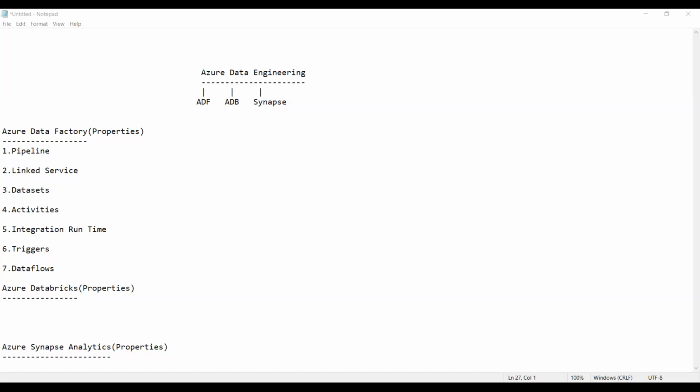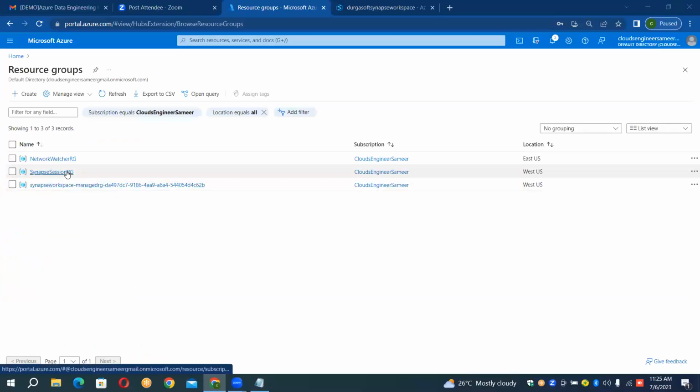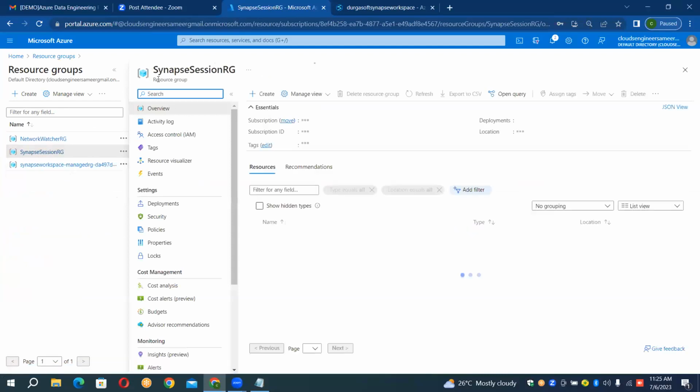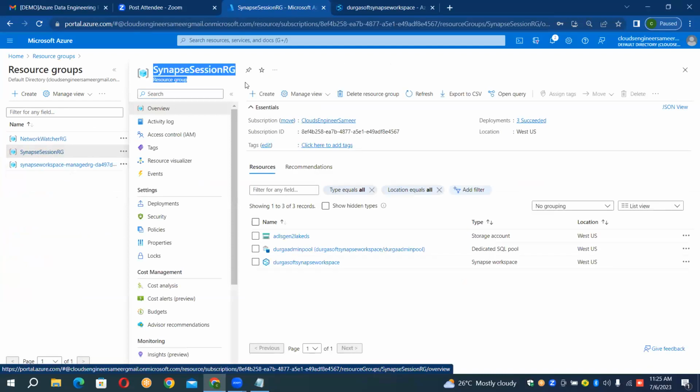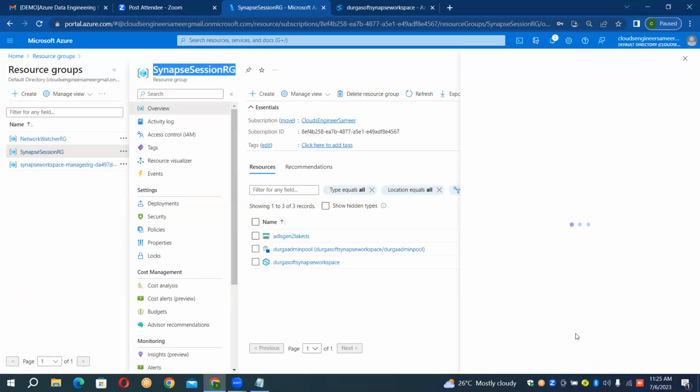But we are seeing only Notepad. We are not seeing any Azure thing. Every time you have to delete this, or else it will charge you and you have to pay a lot.